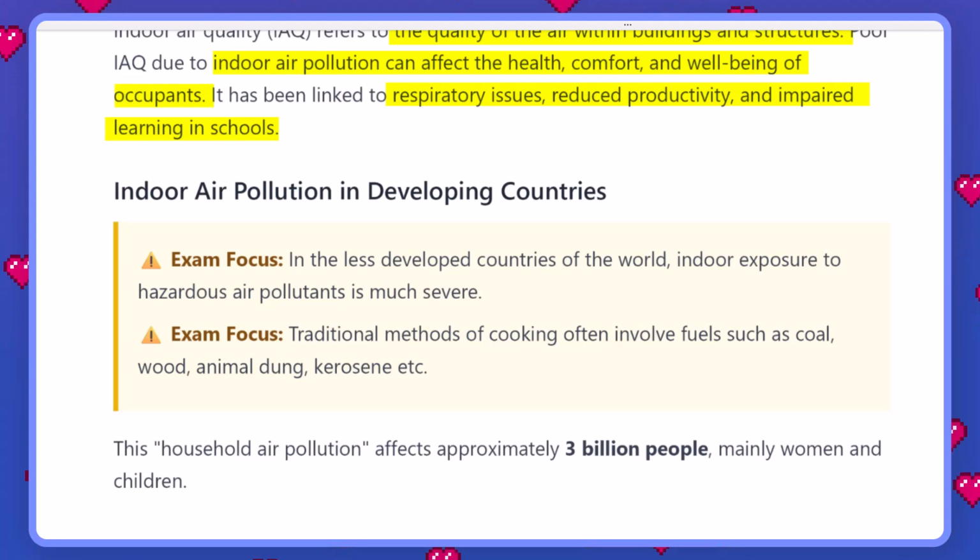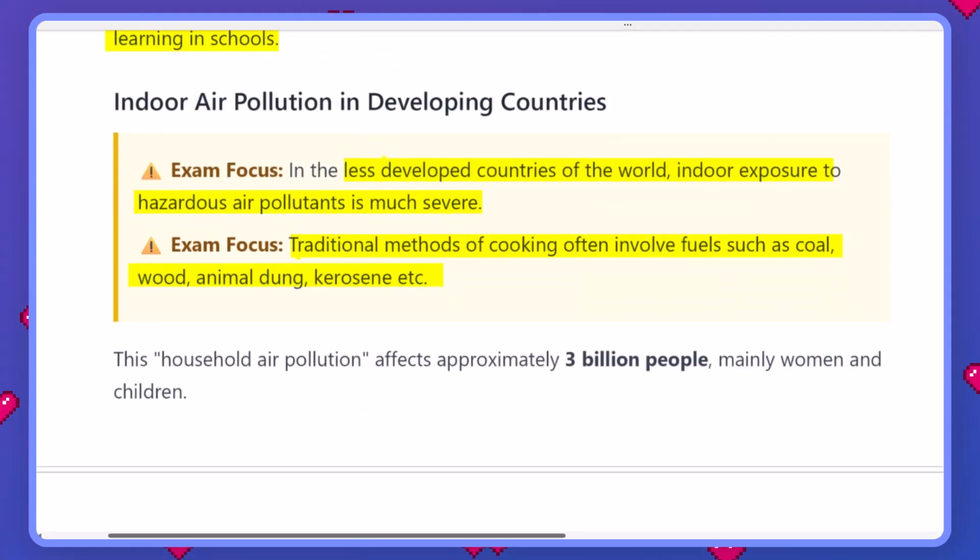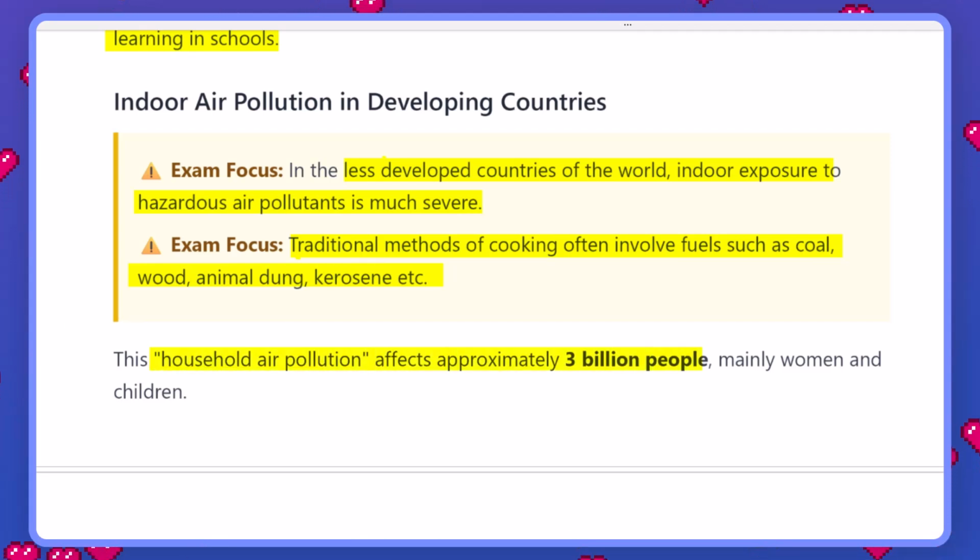When we talk about indoor air pollution, its impact is especially severe in developing countries. In less developed regions of the world, indoor exposure to hazardous air pollutants is significantly higher, a point that has been repeatedly highlighted in exams. Traditional cooking practices play a major role here. Many households still rely on fuels such as coal, wood, animal dung, and kerosene for cooking and heating, and this detail has been directly asked in exams. This form of pollution, often referred to as household air pollution, affects nearly 3 billion people worldwide, with women and children being the most vulnerable due to prolonged exposure inside homes.